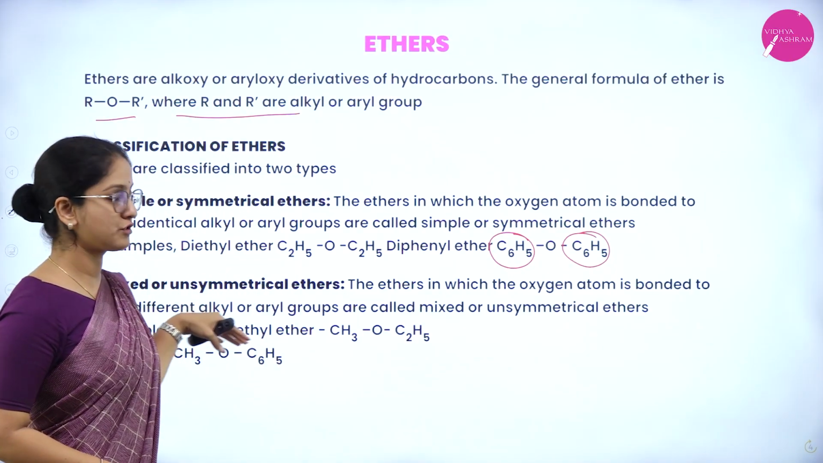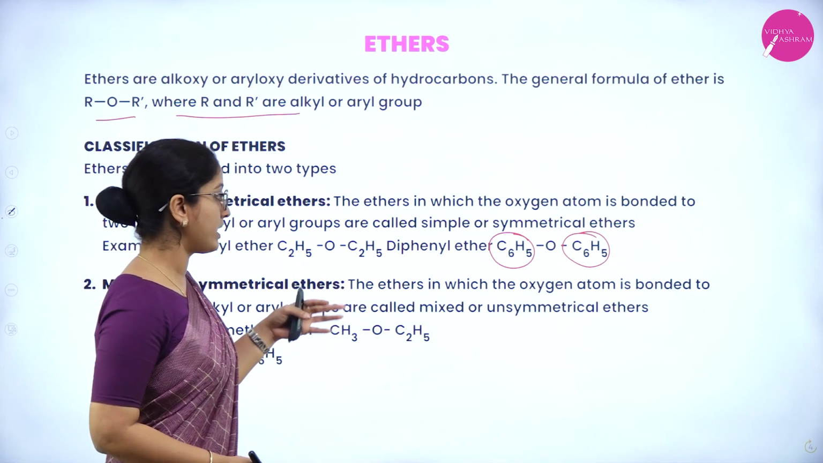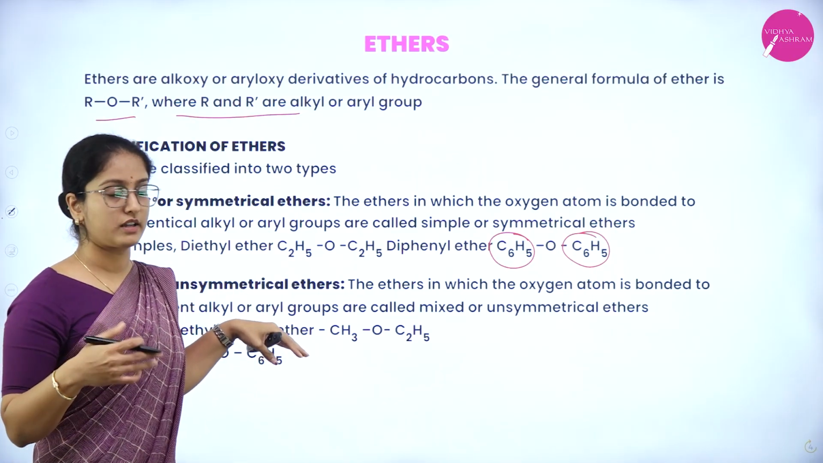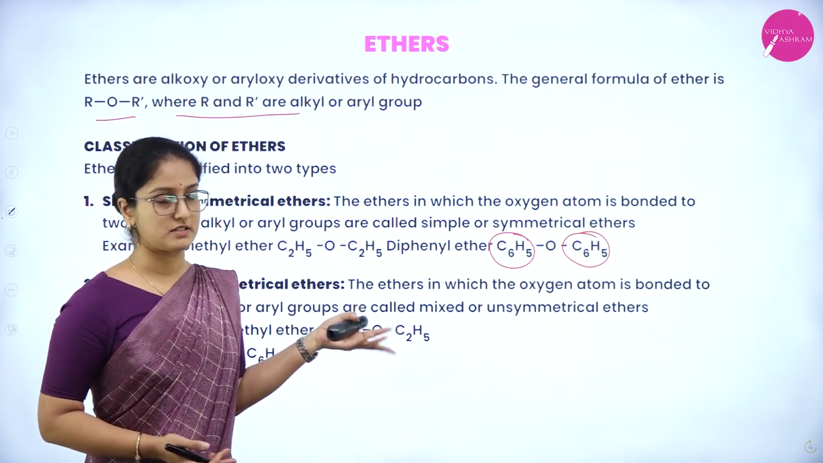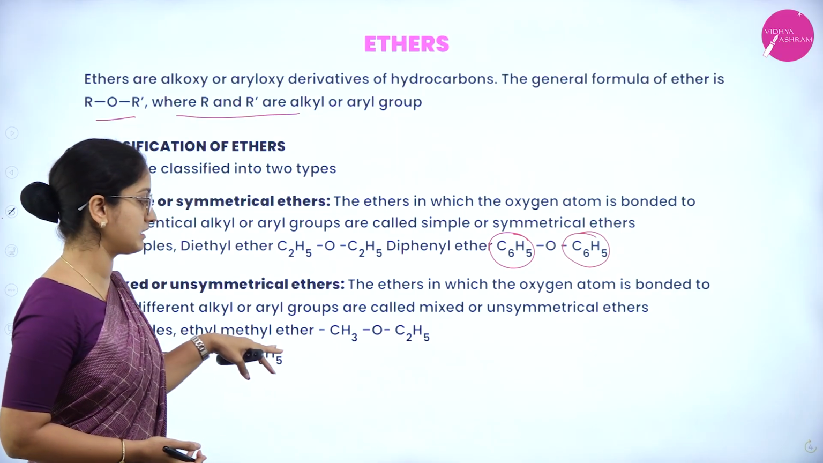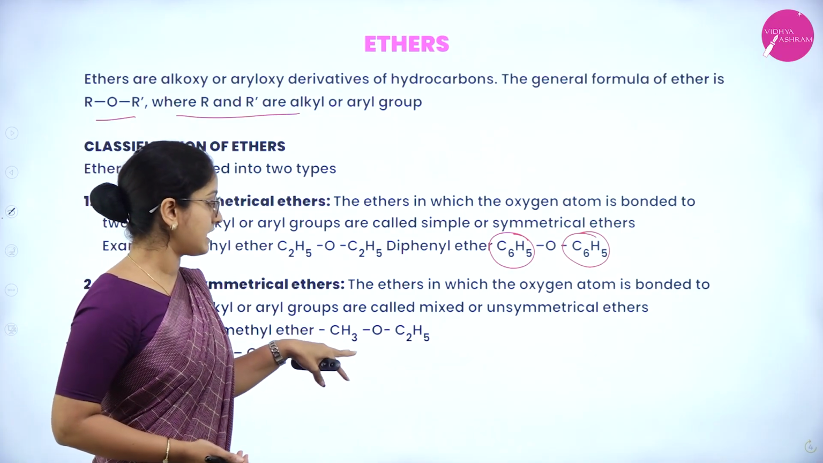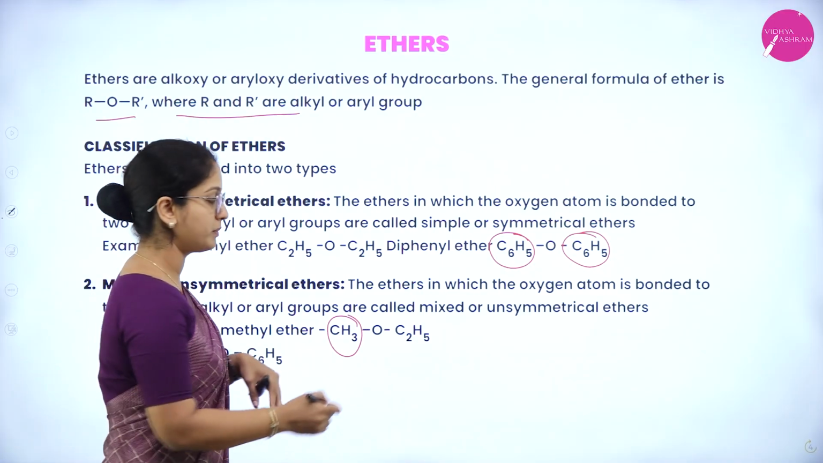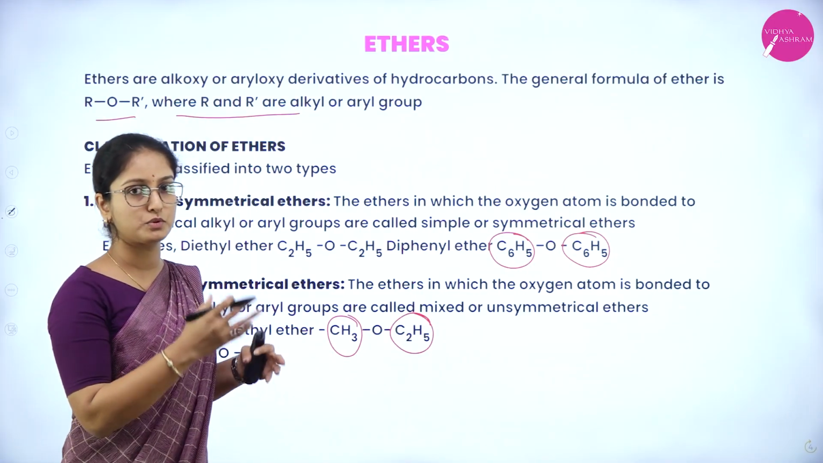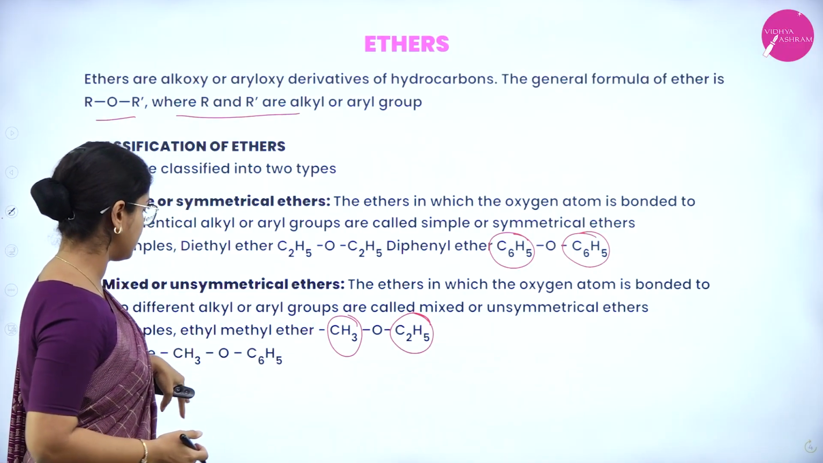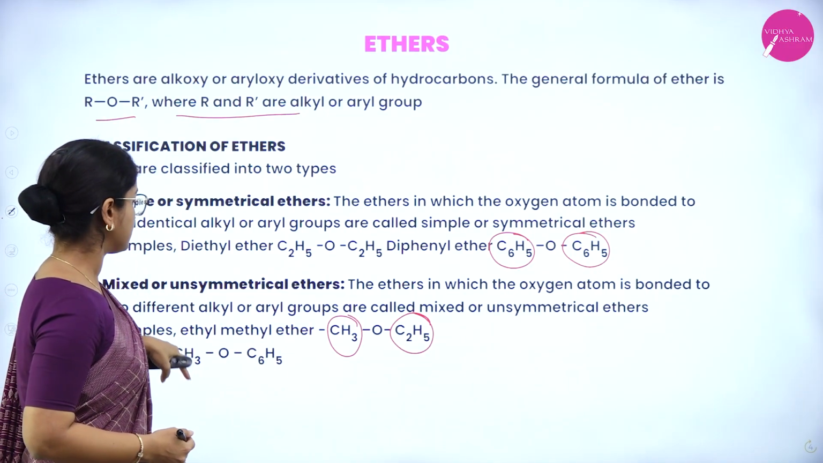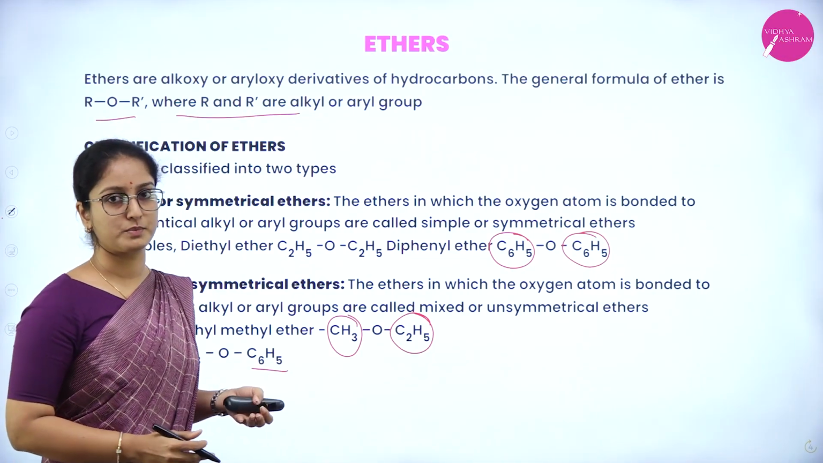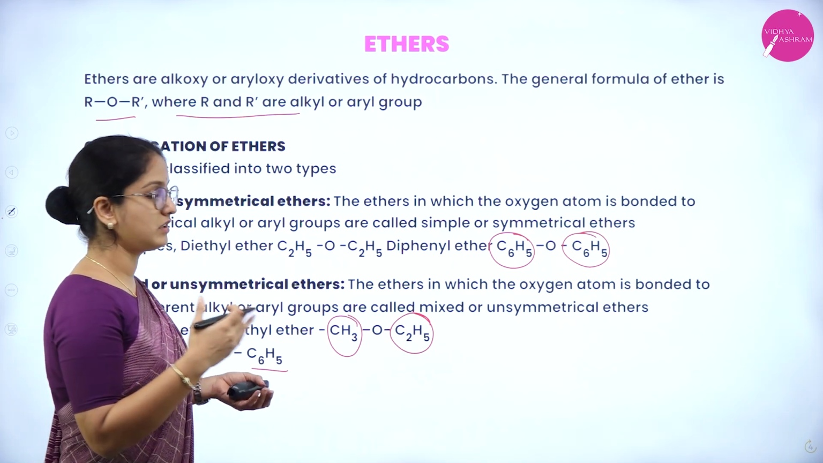So the second one is mixed or unsymmetrical ethers, wherein the ethers in which oxygen atom is bonded to two different alkyl or aryl groups are called mixed or unsymmetrical ethers. For example, ethyl methyl ether. So here CH3OC2H5, here R is a methyl group and C2H5 is an ethyl group. So both are different groups. And in the second example, that is anisole, that is CH3OC6H5. So this is an alkyl group, this is an aryl group. So they are two different alkyl or aryl groups.